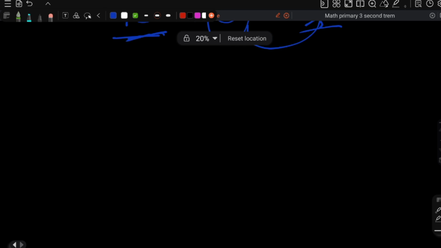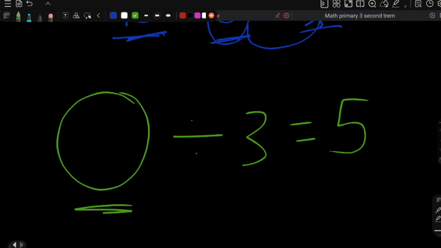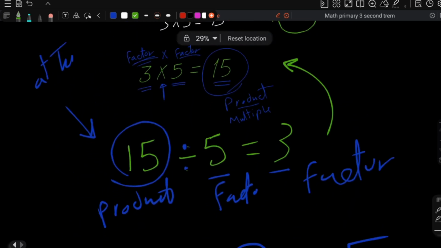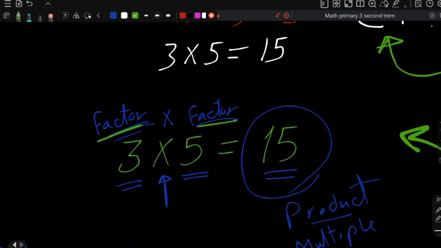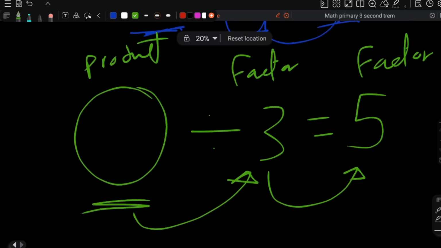Okay, another one. So let's imagine that we have a missing number here divided by 3 equals 5. So I just ask you what number, if I divide it by 3, the result will be 5. So the same as product divided by factor equals factor. Yes, perfect. So as we said at the beginning, factor times factor equals what? Yes, product. So I have a missing, in this problem, I have a missing what?